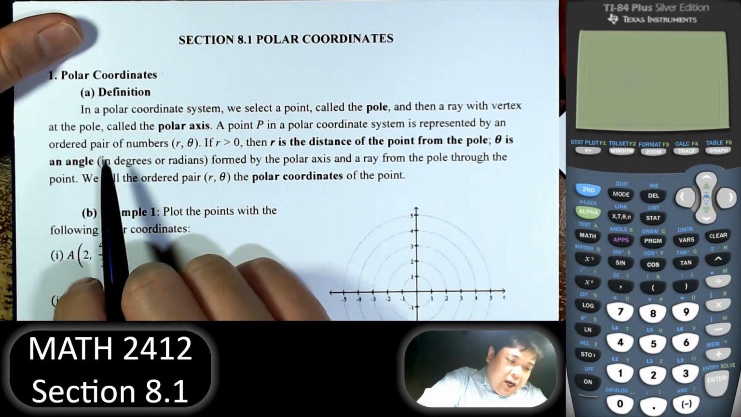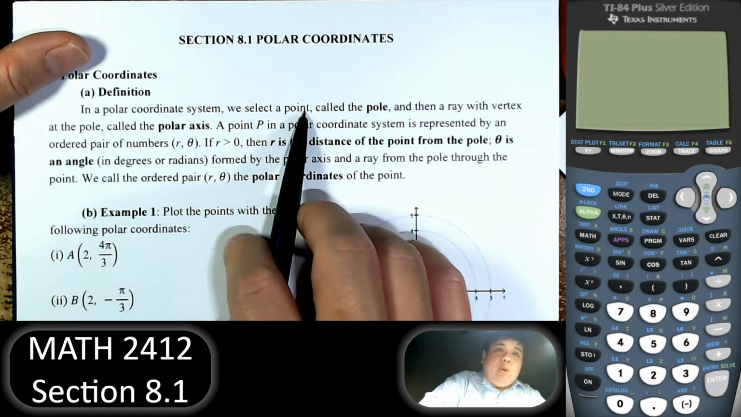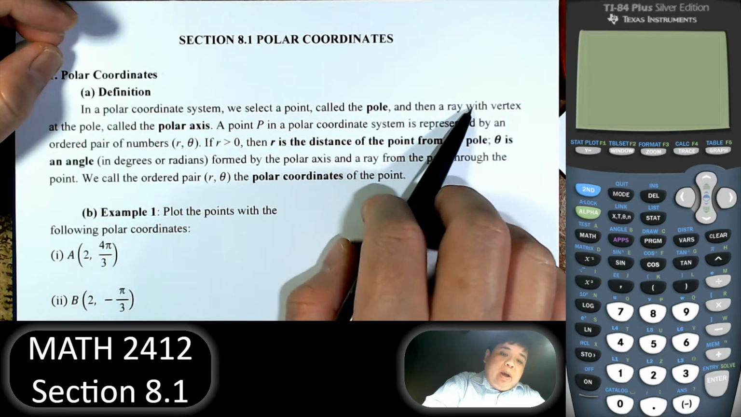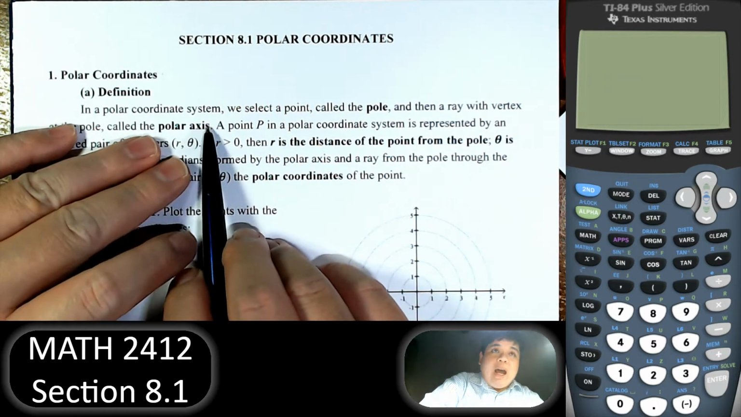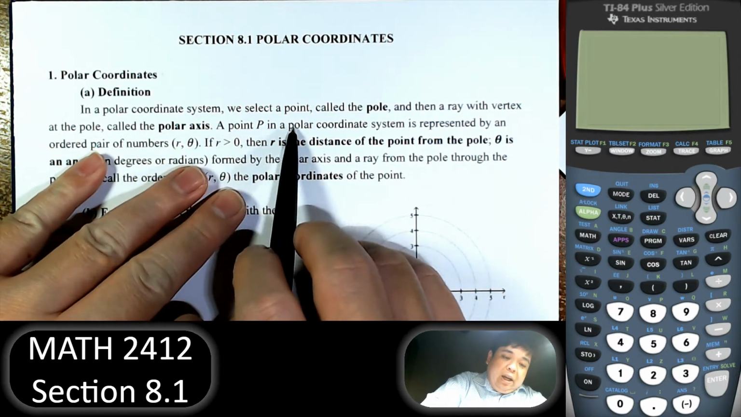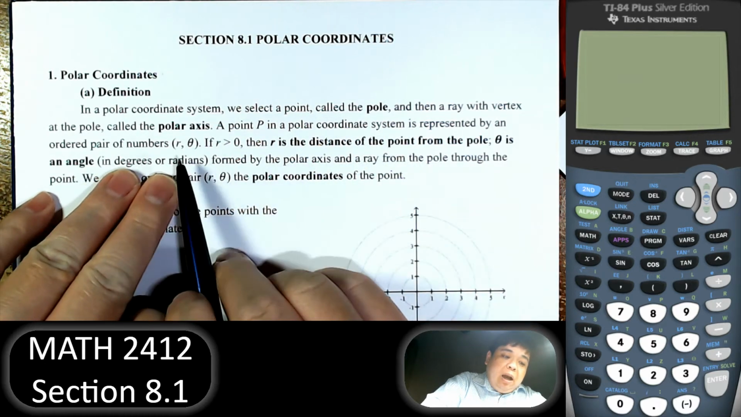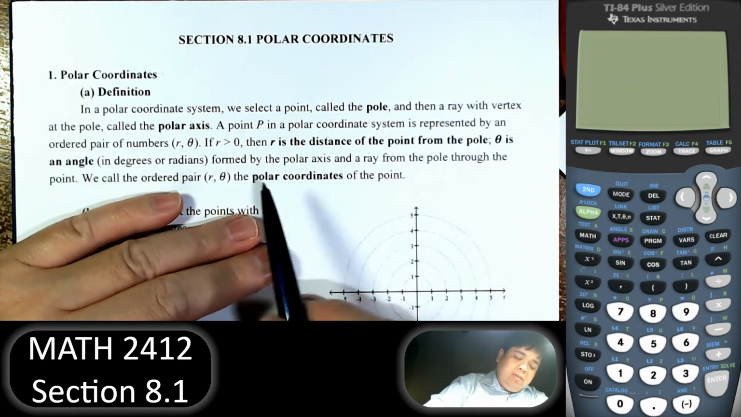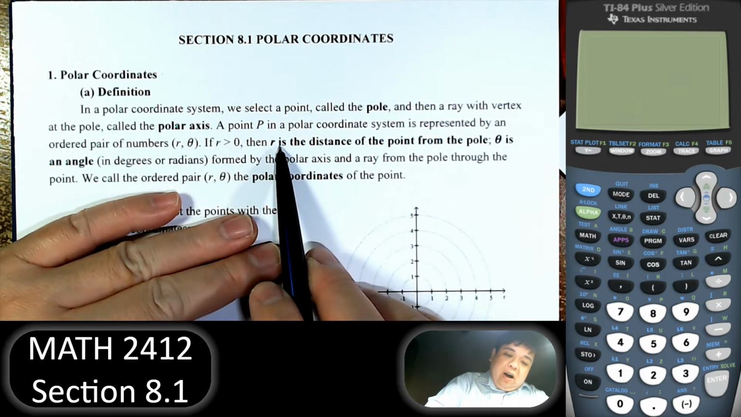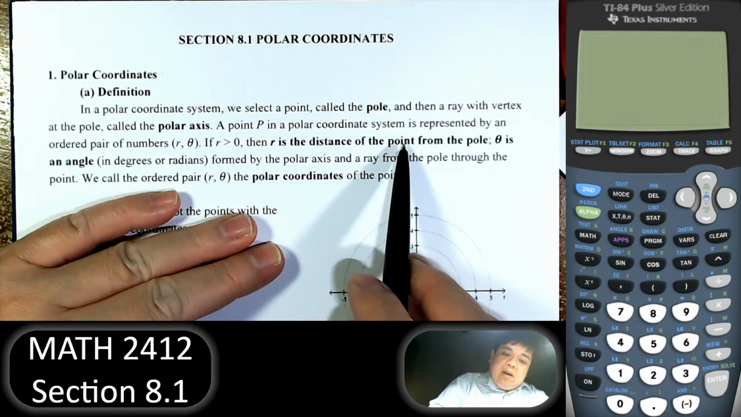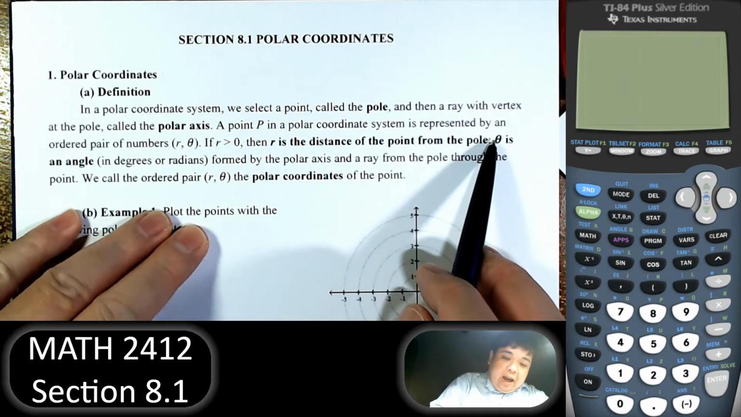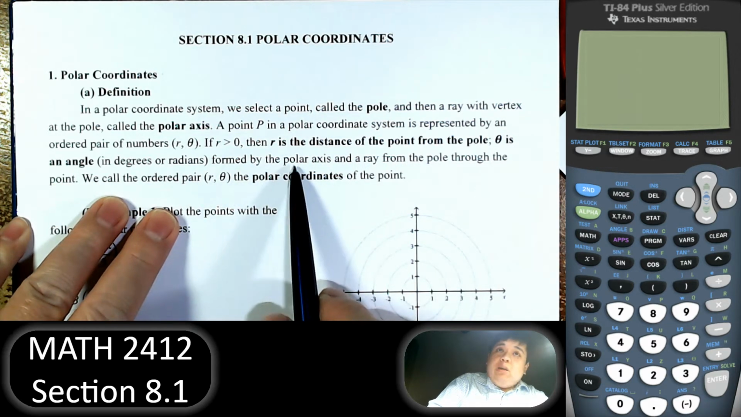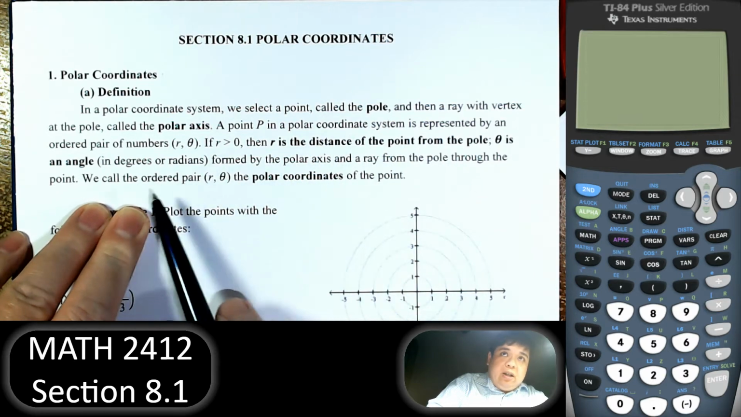Polar coordinates. In polar coordinates, we will have a point called the pole, and then a ray with a vertex at the pole called the polar axis. A point P in the polar coordinate system is represented by a pair of numbers r and theta. If r is positive, r is the distance of the point from the pole, and theta is an angle formed by the polar axis and the ray to the point.